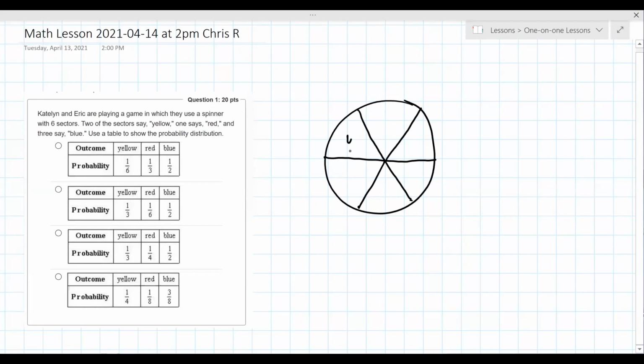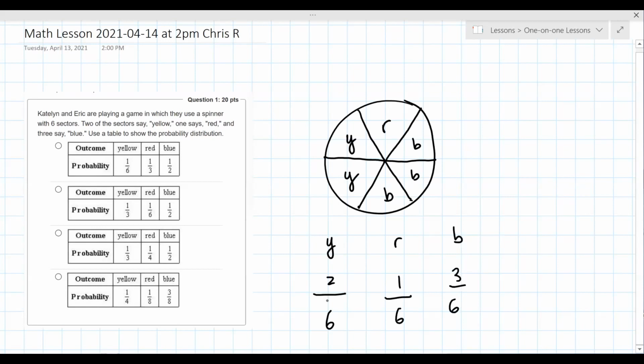All right, so one says yellow, one says red. I'm sorry, 2 sectors say yellow, one says red, and the other 3 say blue. So how many yellows are there? 2 out of how many total? 6. Okay. How many reds are there? There are 1 out of 6. How many blues are there? 3 out of 6.